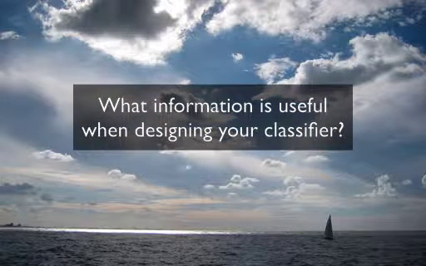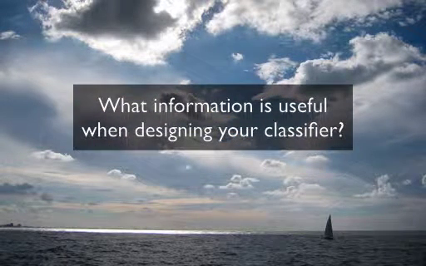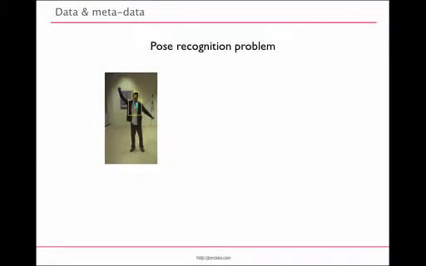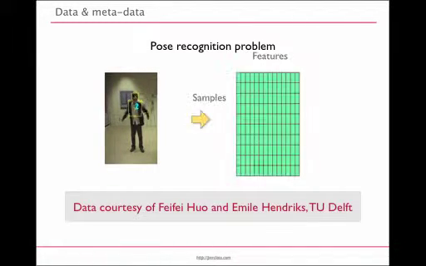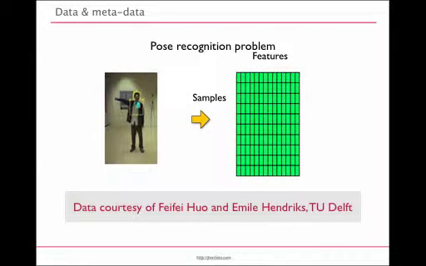What information is useful when defining your problem, and how to include that in the dataset? Imagine a pose recognition problem based on computer vision. We detect the person in the video and classify his posture. In this example, the classifier is trained on features extracted from the human torso model.